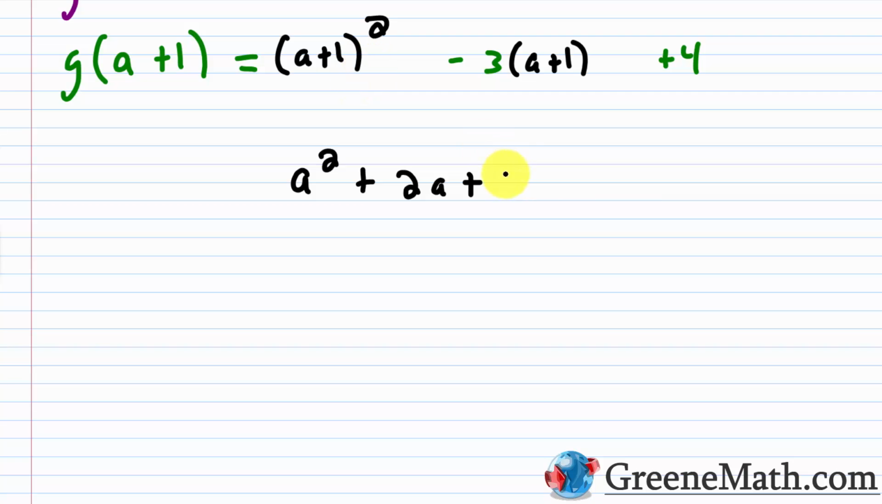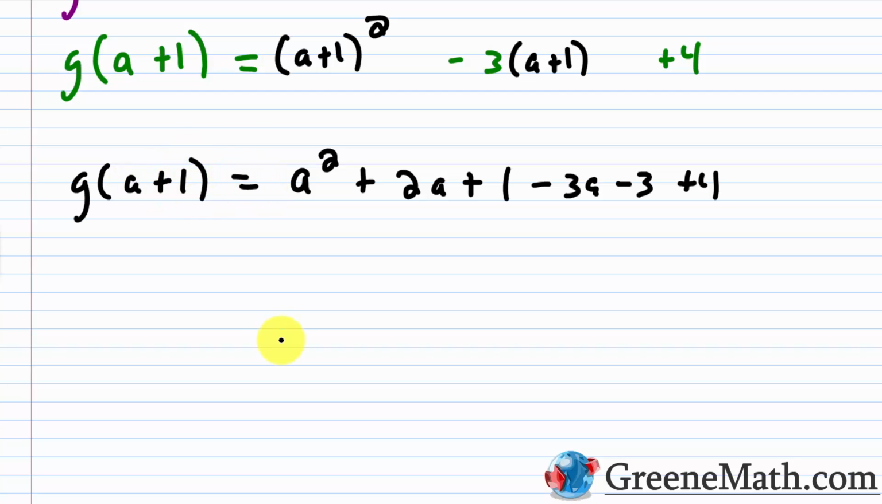And then plus 1 squared is 1. And then you'd have this basically negative 3 times each term. So you'd have minus 3a, and then minus 3, and then plus 4. Okay, so this is my g of a plus 1. So don't let this get you confused, okay?